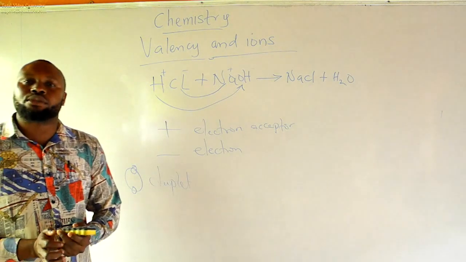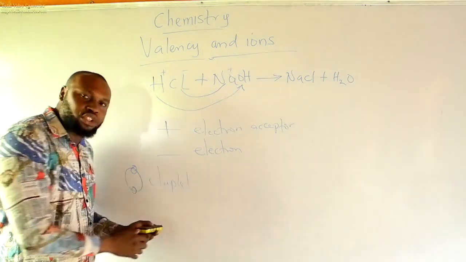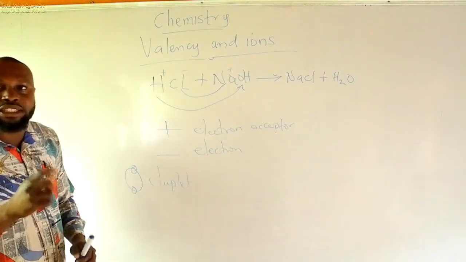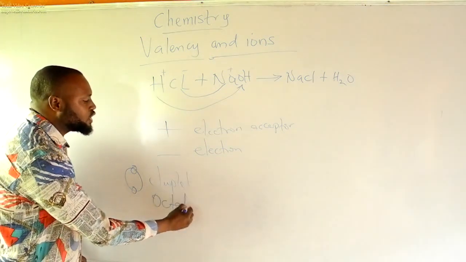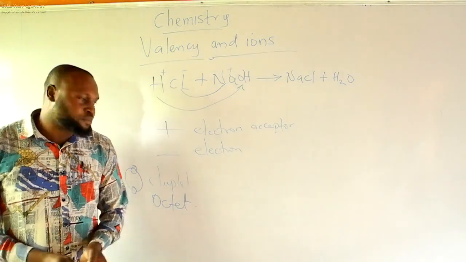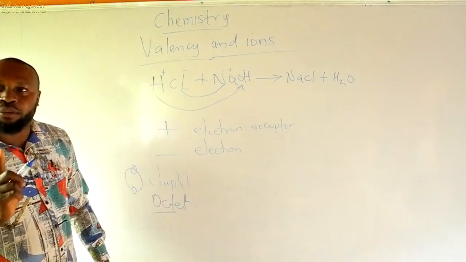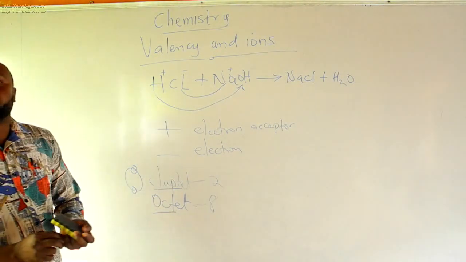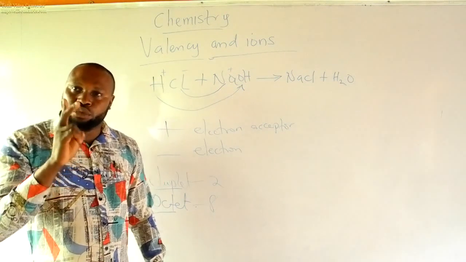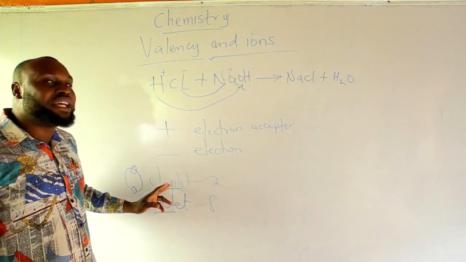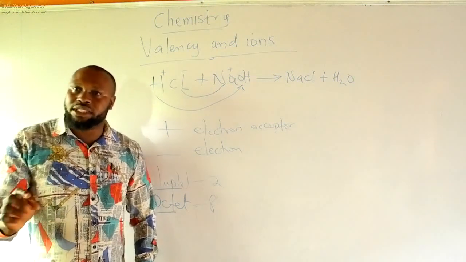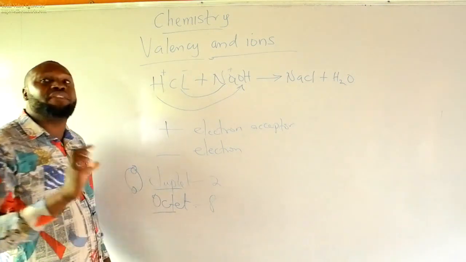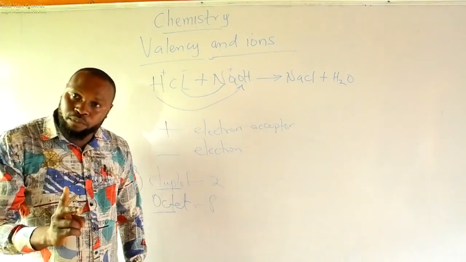So all atoms want to achieve either a duplet configuration, which is the first, or if the number of electrons is more than 2, they want to achieve what we call an octet configuration. As a science inclined person, when you hear the word oct, what should come to your mind is 8. When you hear the word duo, what should come to your mind is 2. So take this home. Atoms want to achieve 2 things. Either they want to achieve duplet configuration if the number of electrons is 2 or less, or they want to achieve octet configuration if the number of electrons is more than 2.